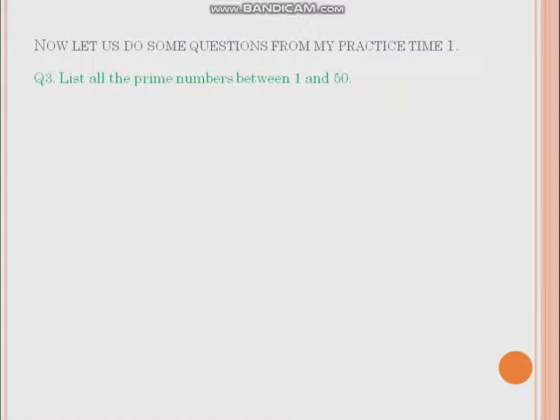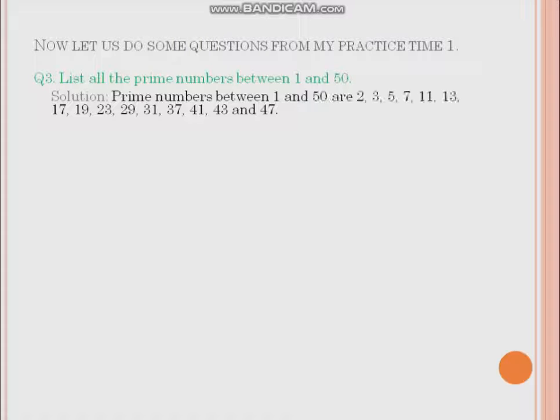So let us do some questions from My Practice Time 1. Question number 3. What we have in question number 3 is we have to list out all the prime numbers between 1 and 50. So the solution is, prime numbers between 1 and 50 are 2, 3, 5, 7, 11, 13, 17, 19, 23, 29, 31, 37, 41, 43 and 47. So these are the numbers that have only 2 factors, that is the number itself and 1.